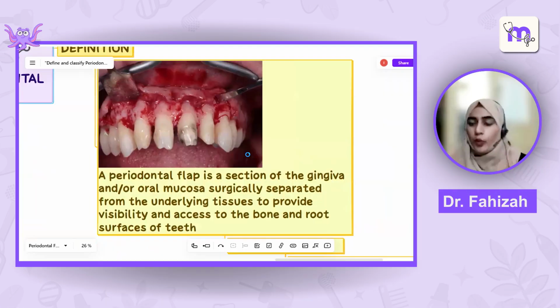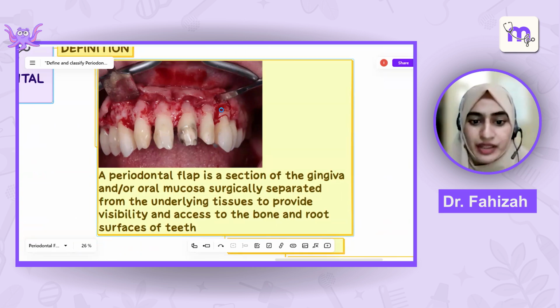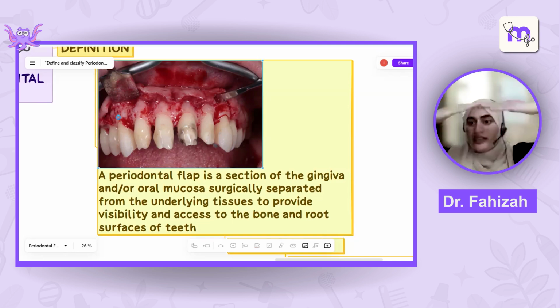I'll just share my screen. So first of all, what is a periodontal flap? Okay, a periodontal flap is the section of the gingiva or the oral mucosa which is surgically separated from the underlying tissue. Like, can you see this image over here? In this, you're separating the gingival tissue from the underlying bone. So that tissue which you're separating, it's like a flap, right? So that's why they call it a periodontal flap.